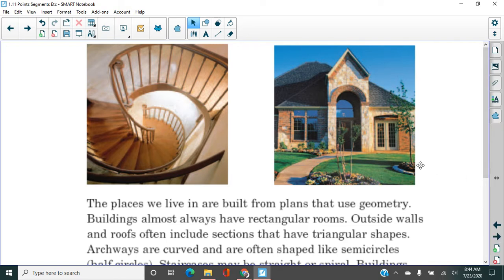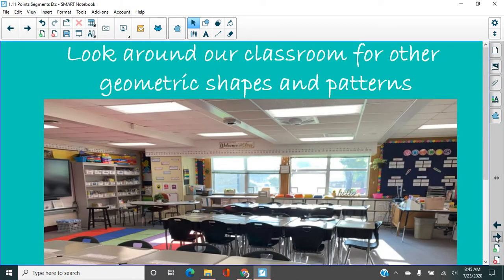Even the places that we build are built from plans that use geometry. You might have regular rectangular rooms or other triangular shapes in your home or where you live. So geometry is everywhere. It's even in the room that you're in right now, whether you're in a classroom or somewhere else. You can just look around and see all sorts of shapes and lines and segments.